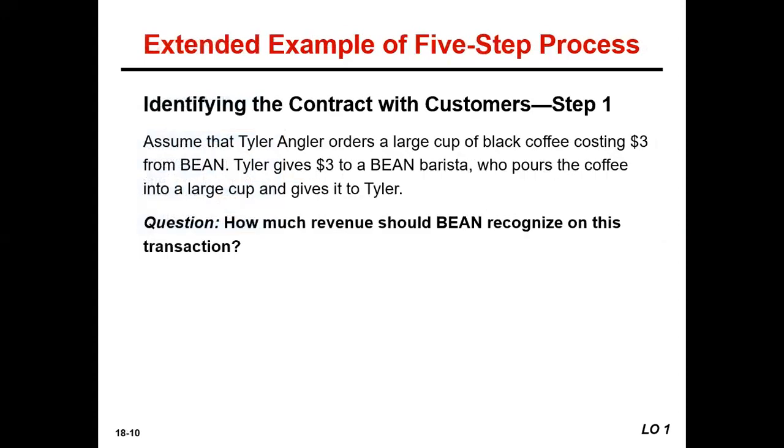So another example here, identifying the contract with customers. Step 1, assume that Tyler Angler orders a large cup of black coffee costing $3 from Bean. Tyler gives $3 to a Bean barista who pours the coffee into a large cup and gives it to Tyler. Question, how much revenue should Bean recognize on this transaction?